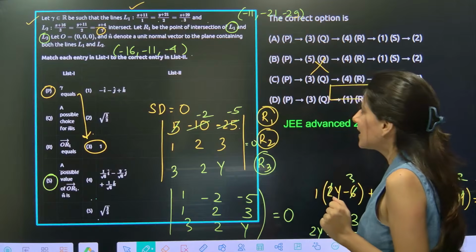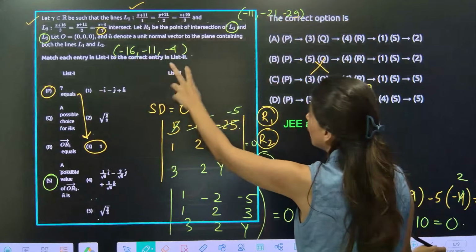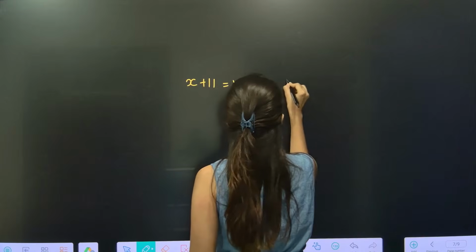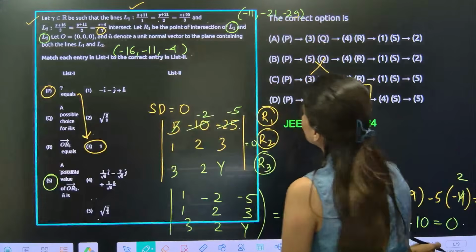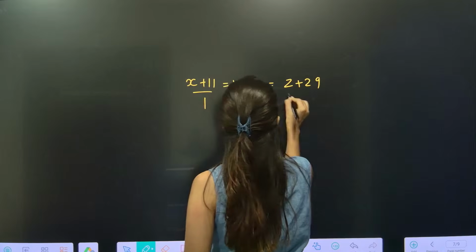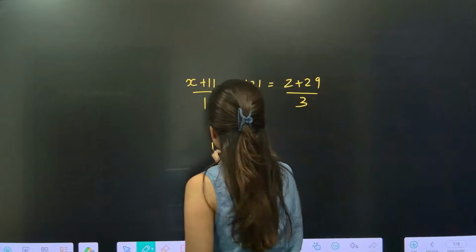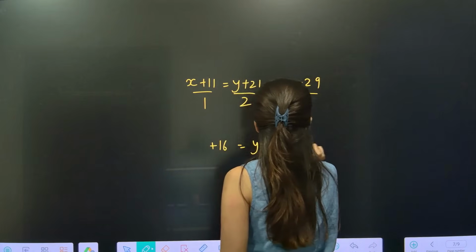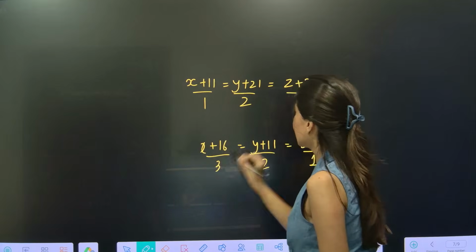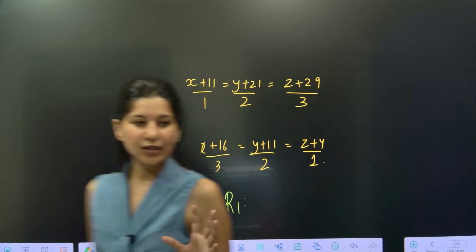R1 will be the point of intersection of L1 and L2. So, L1 is what? Let me write down L1 over here. X plus 11, Y plus 21, Z plus 29, and this is 1, 2, 3. And what about L2? Let me write 16, 11, 4, and this is gamma, so 3, 2, 1. Okay, now it's correct. R1 is nothing but the intersection point between L1 and L2.